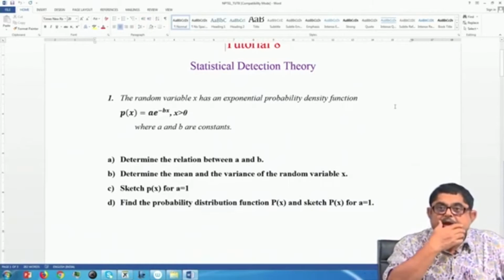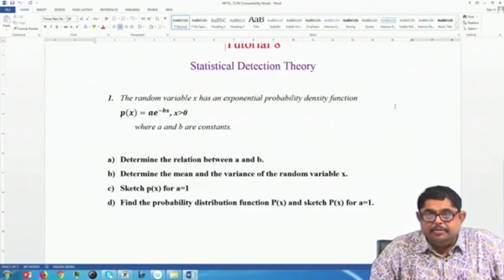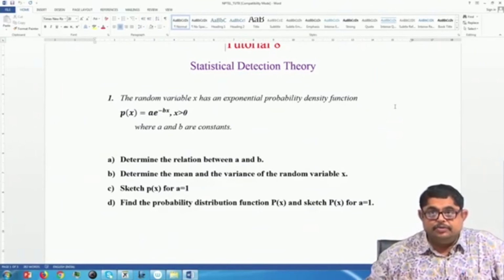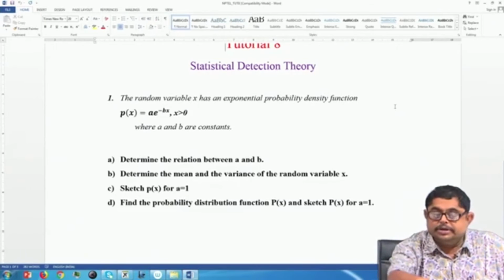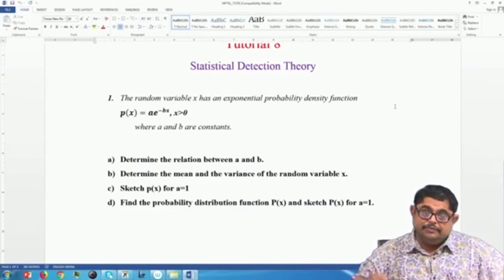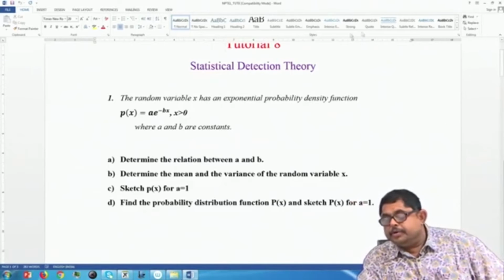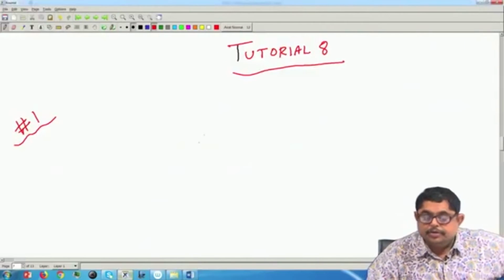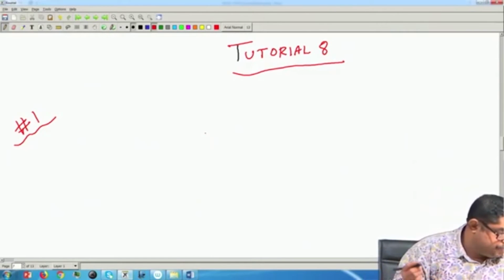a and b are two constants; is there any relation? Then determine the mean and variance of the random variable x, then sketch p(x) for a equal to 1, and finally, find the probability distribution function, which is the cumulative thing of that. Remember, this is the probability density function. If you integrate that up to a certain point, you get the probability distribution function. So, this is the problem, let us solve it. We are calling this tutorial 8, problem 1.